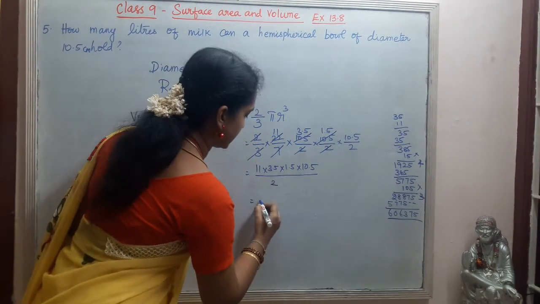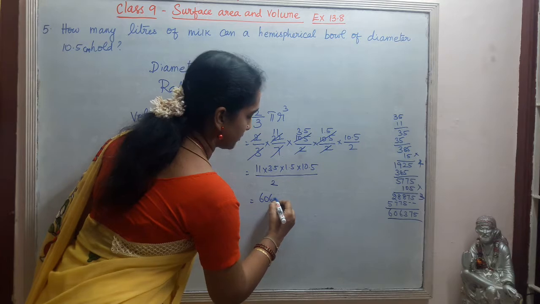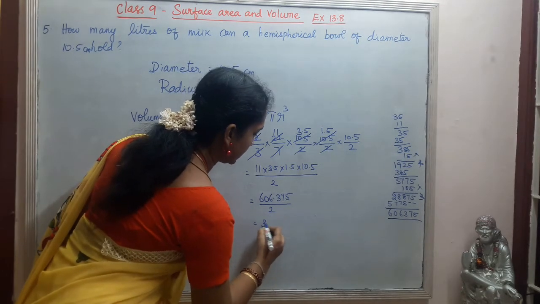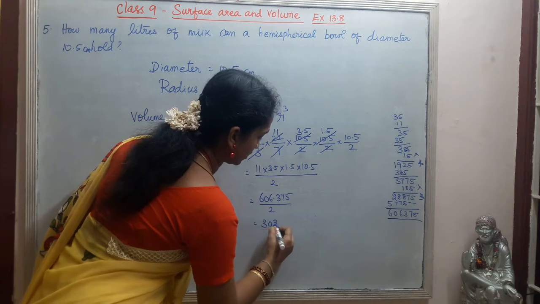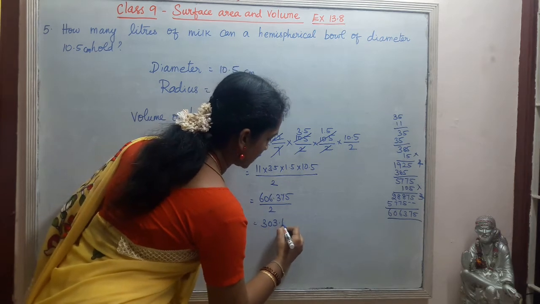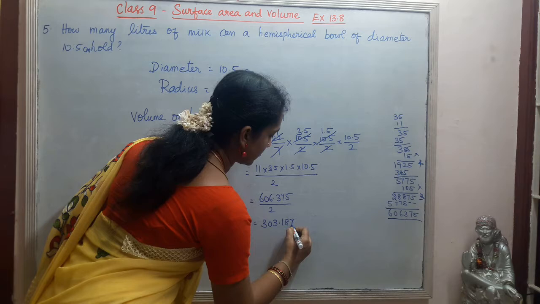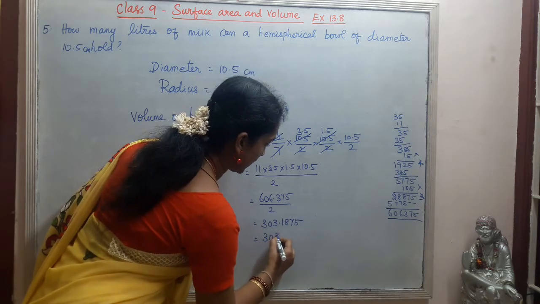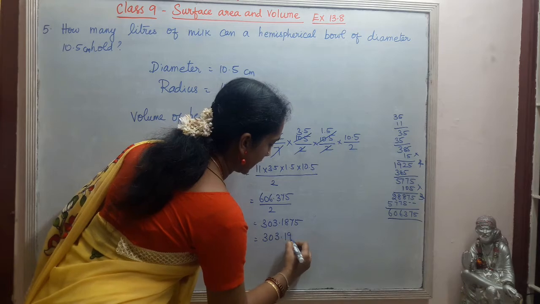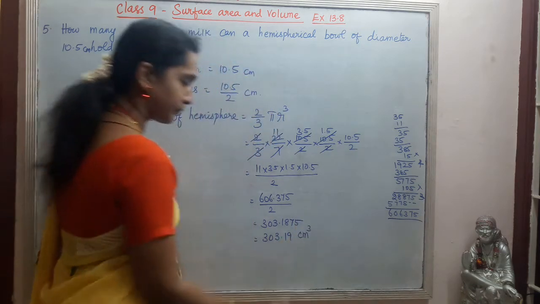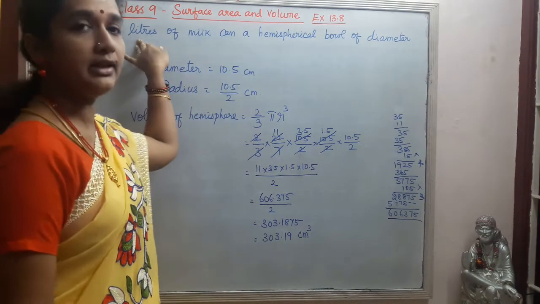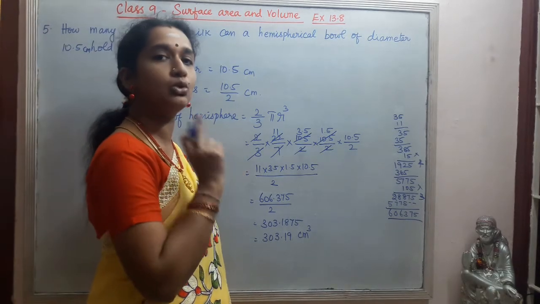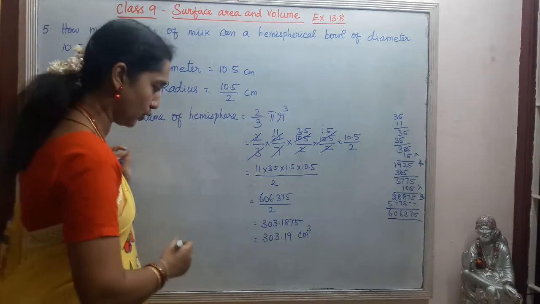606.375. 3 decimal places we have. So 606.375 divided by 2. When we divide it by 2, we'll get 303.19 centimeter cube. Okay, we are asked to find the answer in liters. We know that 1 liter is equal to 1000 centimeter cube.